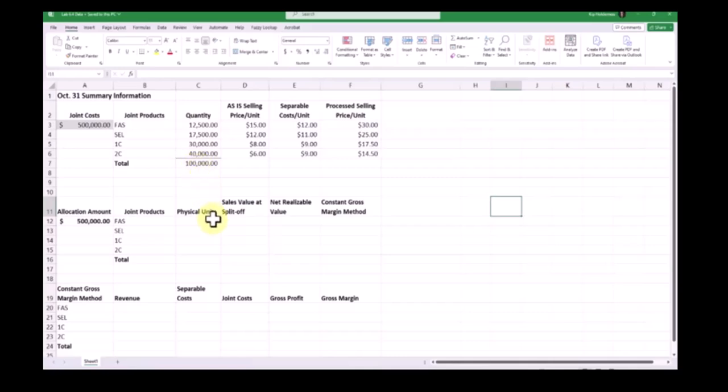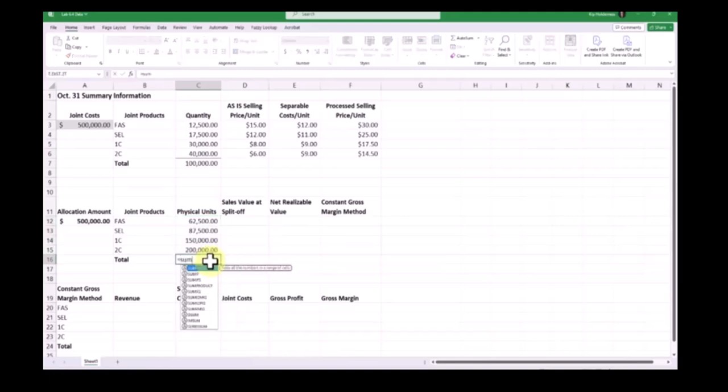And to determine the total cost under the physical units method, we're going to take our total allocation amount, lock that, divided by our total board feet, which will give us the cost per board foot, and we're just going to multiply that by the number of board feet we have for each of our joint products. And we'll just copy that down. And if we sum these amounts together, we should get $500,000 so that all of our joint costs are accounted for and allocated to one of our 4 joint products.